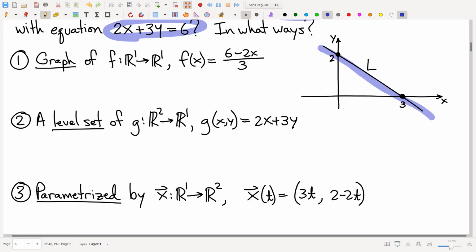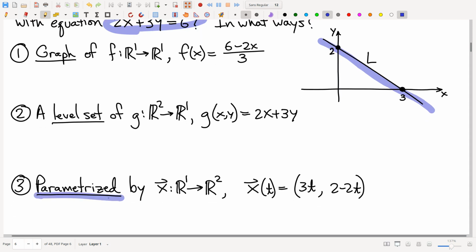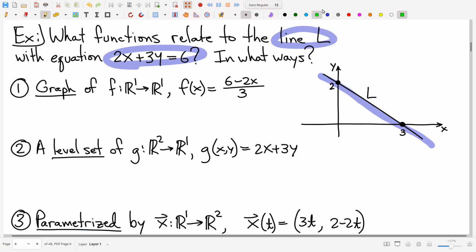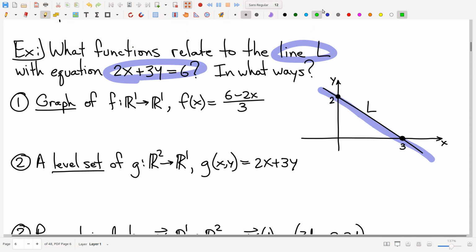Or, by the way, real quick, notice that a parameterization, if you think about it, is, again, a connection between algebra and geometry, right? You take a function and then that traces out a curve or whatever, it traces out a geometric object. So another connection between algebra and geometry. So what are these specific functions that relate to this line in these ways? And first observation I'm going to make is that we can view this as being a graph of this function right here.